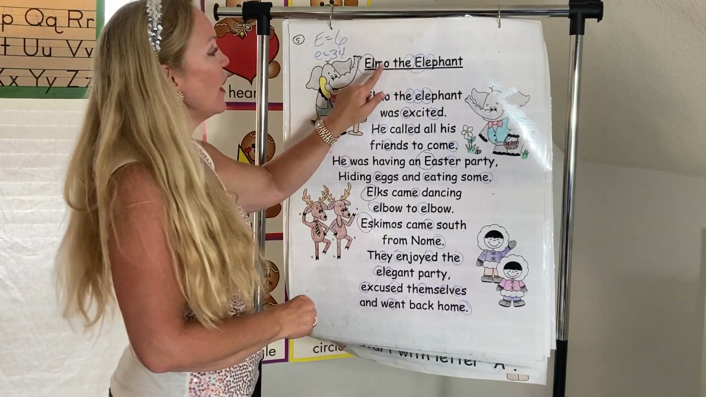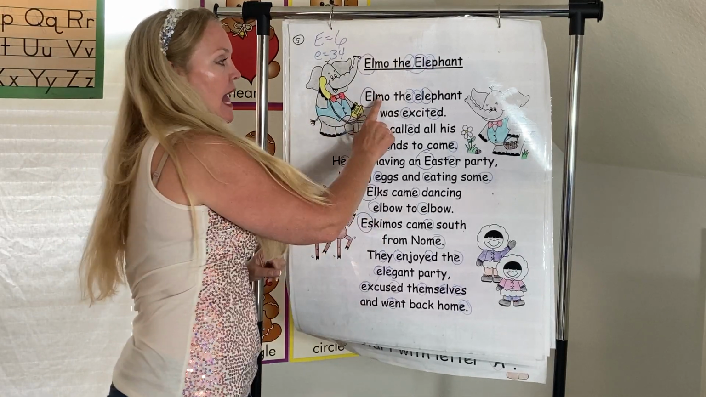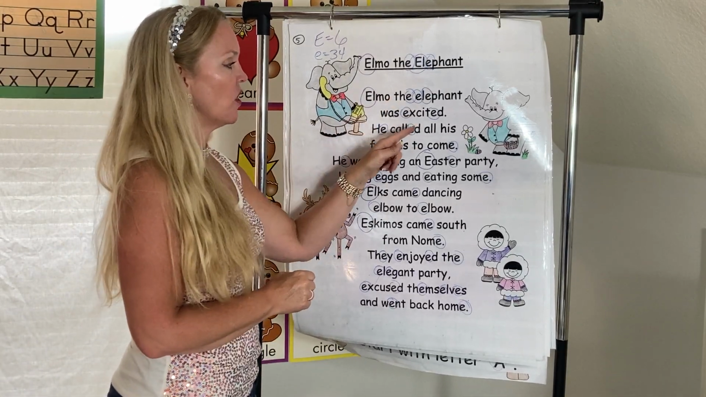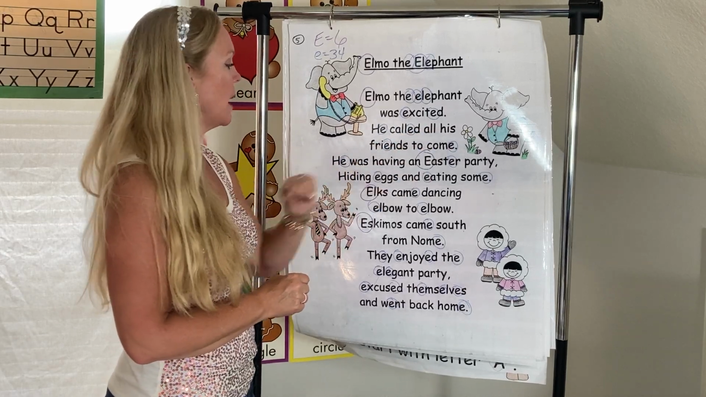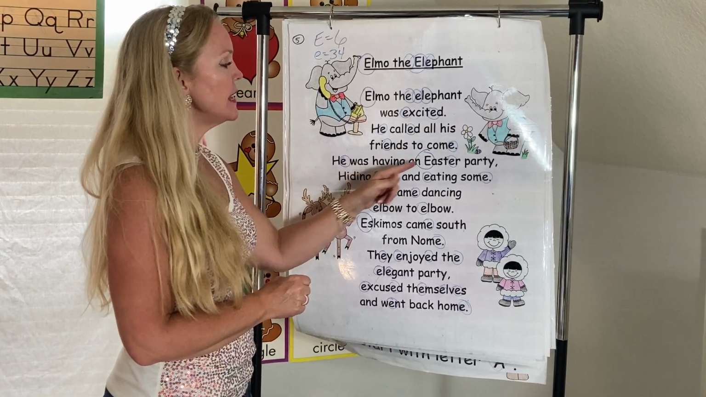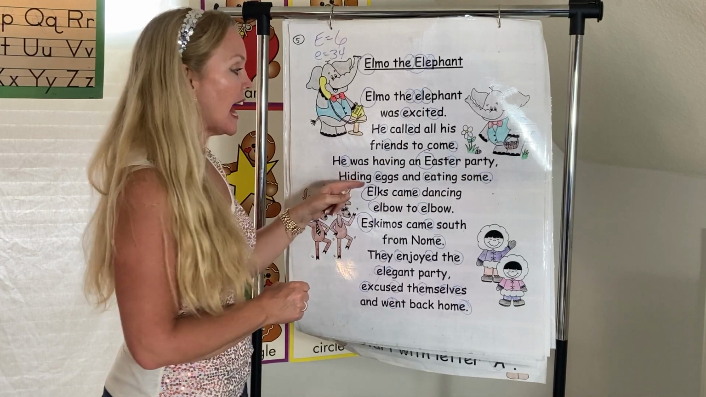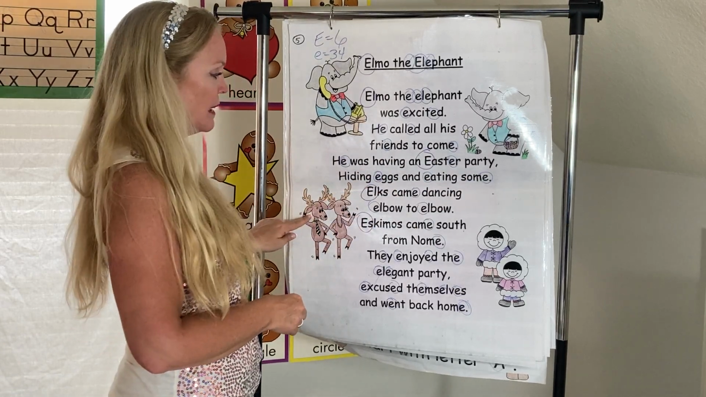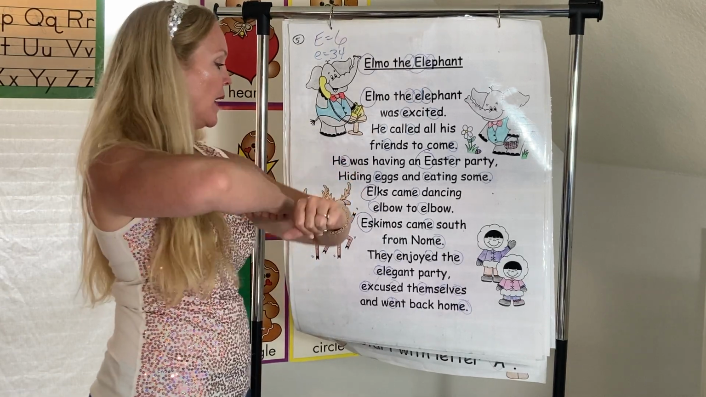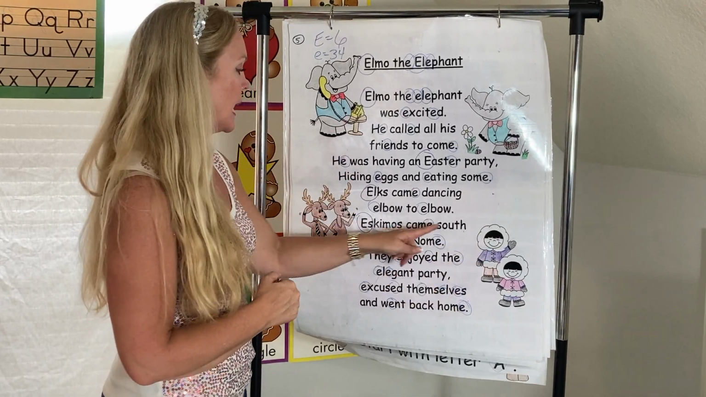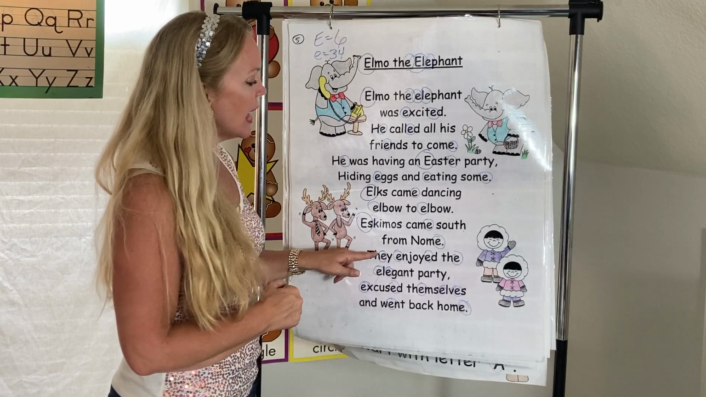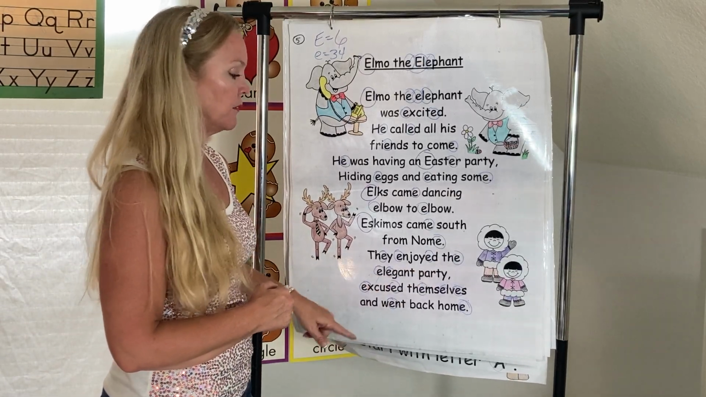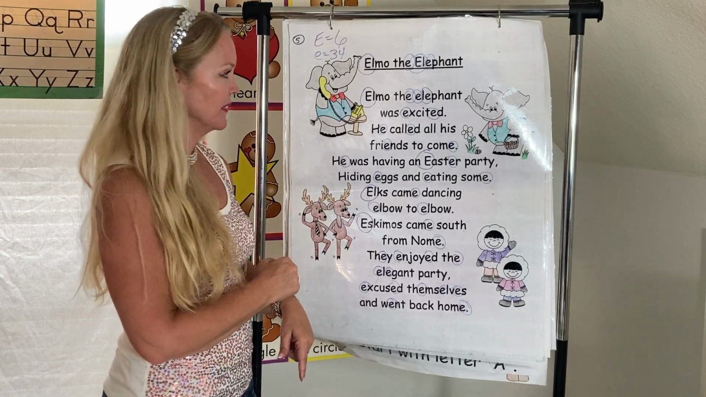It's called Elmo the Elephant. Elmo the elephant was excited. He called all his friends to come. He was having an Easter party, hiding eggs and eating some. Elks came dancing elbow to elbow. Eskimos came south from Nome. They enjoyed the elegant party, excused themselves, and went back home.